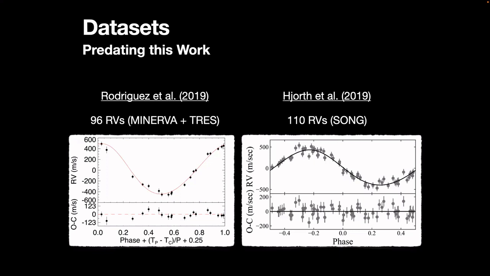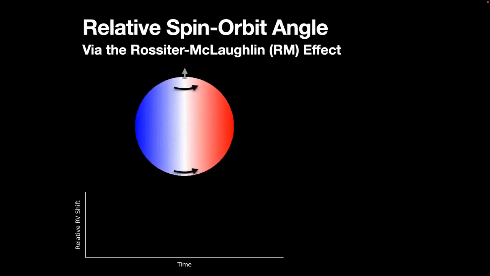And both are just whopping signals. If we pay attention to the semi-amplitudes here, these are about a 500 to 600 meter per second semi-amplitude. So it's a giant signal here that both were very easily able to pull out.